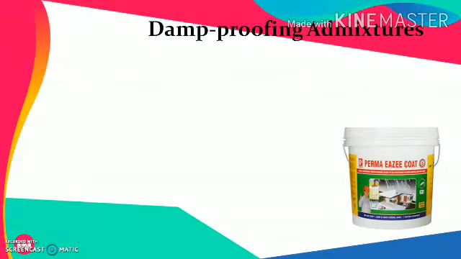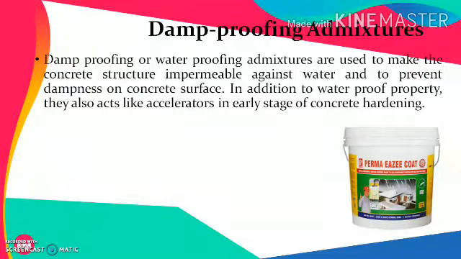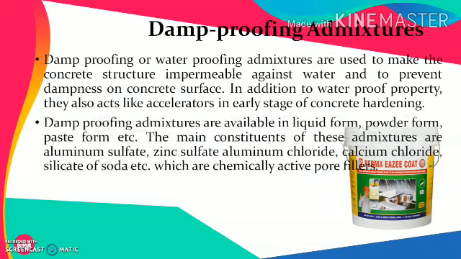Next is damp proofing admixture. Damp proofing or waterproofing admixtures are used to make the concrete structure impermeable against water and to prevent dampness on the concrete surface. In addition to waterproofing property, they also act like accelerators in the early stage of concrete hardening. Damp proofing is very essential to make the structure more durable, particularly the slabs and surrounding walls.